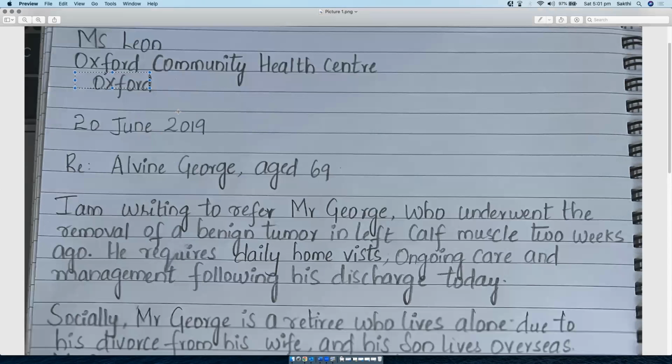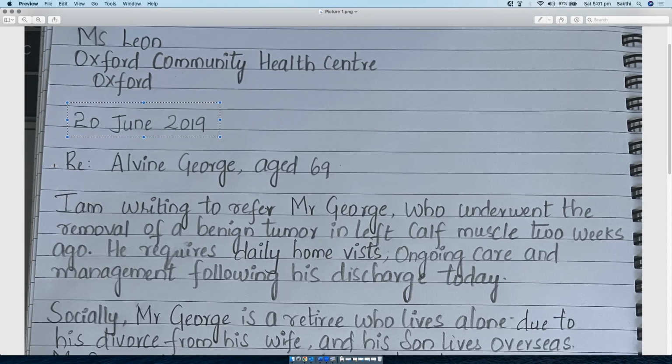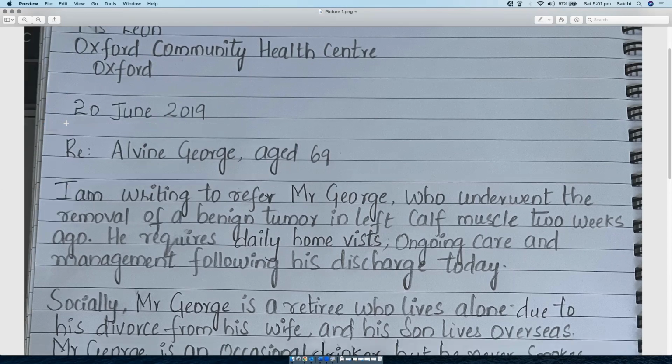Now, you have written down the date, which is 20 June 2019. I'm very happy with that. And you didn't write down the salutation of the recipient, unfortunately.